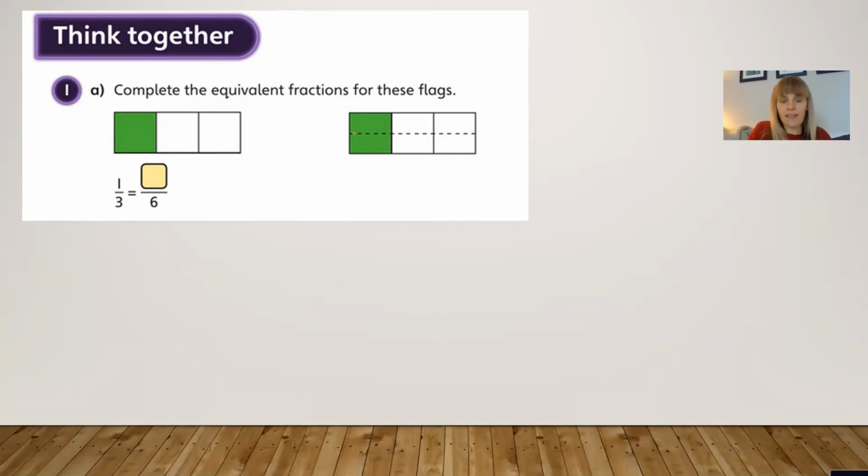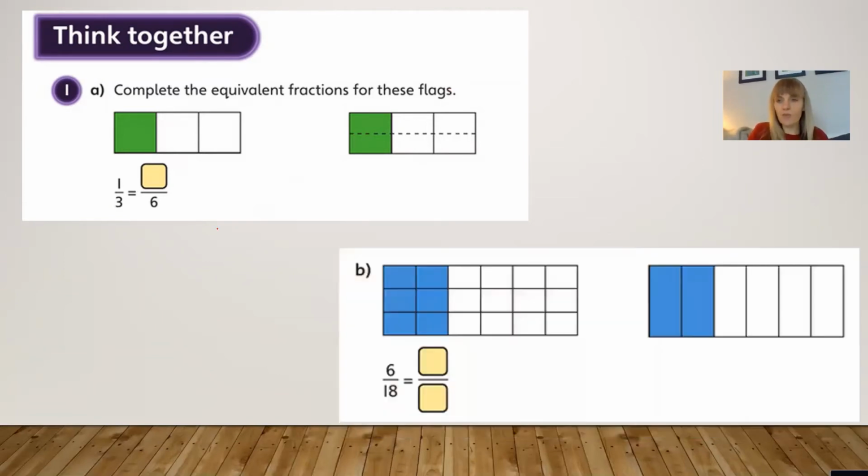Now you can see that this one has now been split into 6. How many out of the 6 now are shaded? We can see that there's 2. So we could have actually multiplied both by 2. All right, have a go at this one. Pause the video and do this one in a similar way.